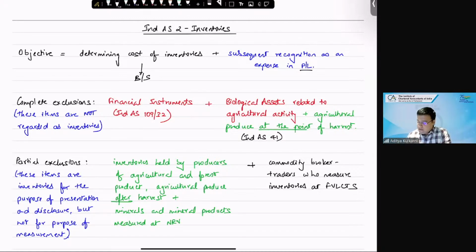Coming to the next one, that is biological assets. Have you studied Ind AS 41? Yes. Have you studied Ind AS 41? Yes.